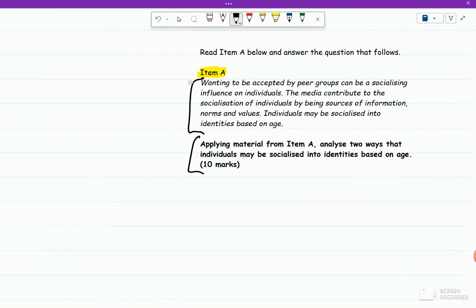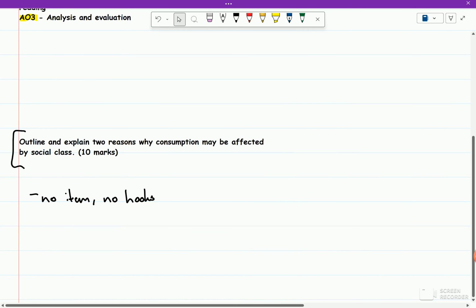So the premise is the item is there to help you answer the question. So what the examiners expect you to do is then also use words or phrases from the item itself in order to help guide your answer. Now, this video series is not focused too much on helping you answer a question which has an item. Therefore, I'm not going to spend too much time on it, but it's important for you to see that two different questions with the same marks look totally different. So no item, no hooks.